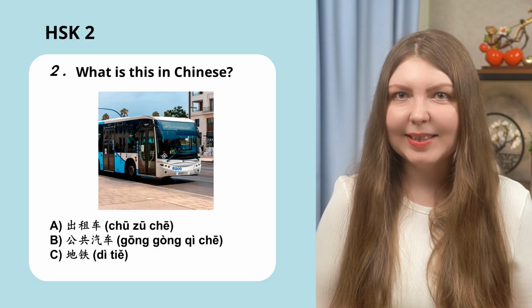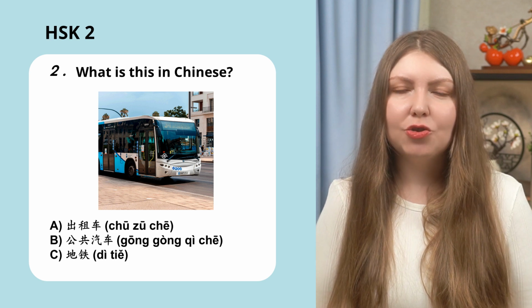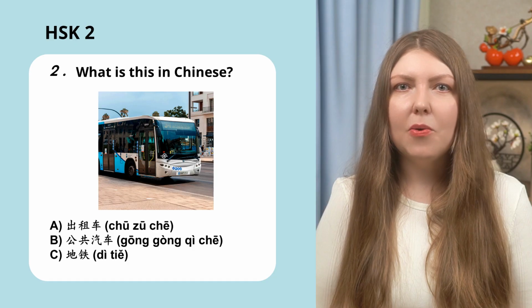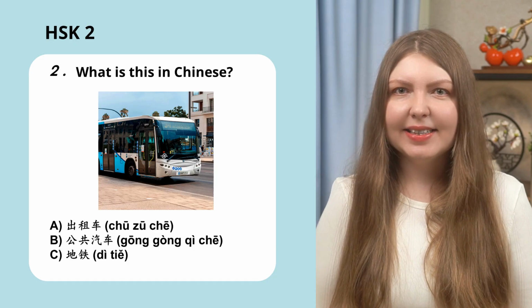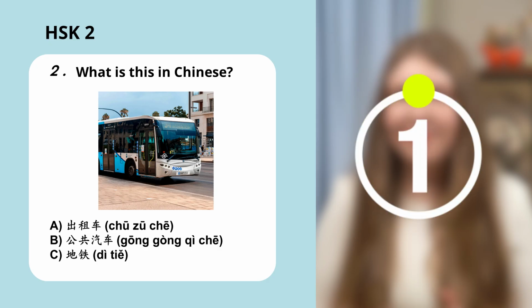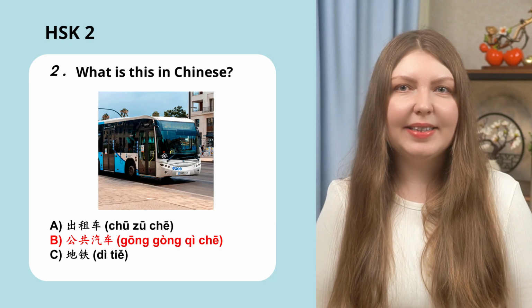Now take a look at the next picture. What would you call this in Chinese? Is it A, 出租车, B, 公共汽车, or C, 地铁? Take your time. And here the correct answer is B, 公共汽车, which means bus.